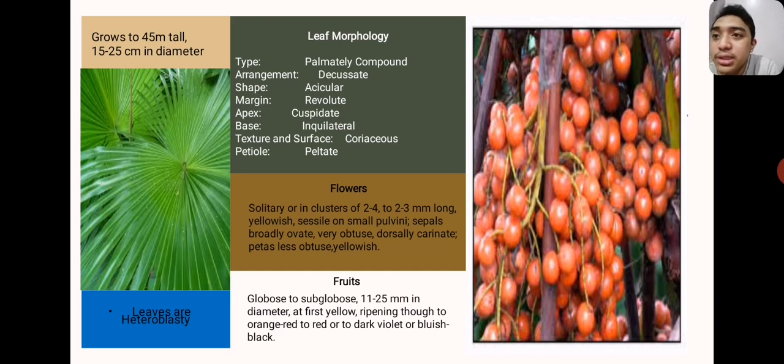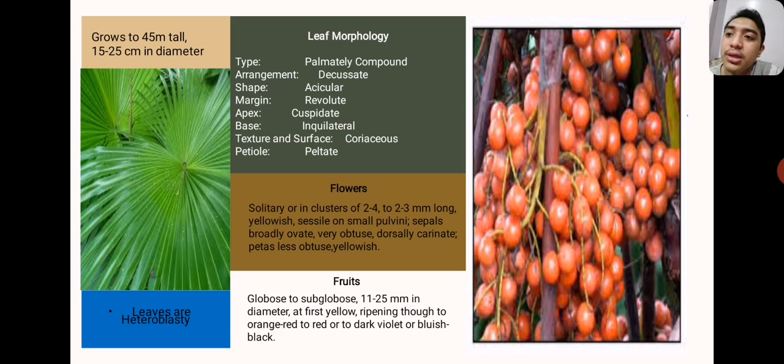Leaf morphology type: palmate compound, arrangement decussate, shape acicular, margin revolute, apex cuspidate, base equilateral, texture and surface coriaceous, petiole peltate.